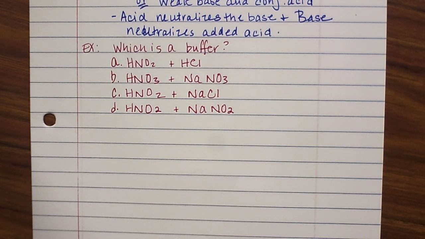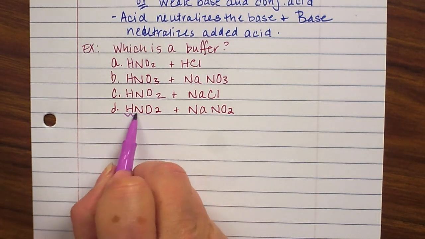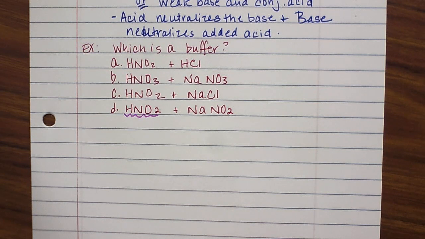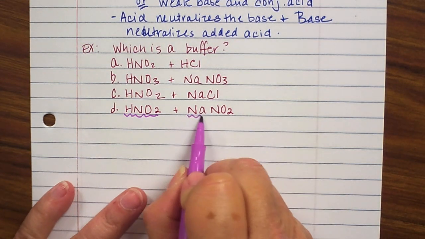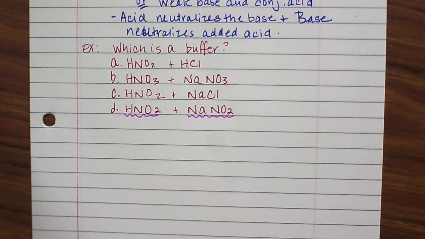Okay. Well, I very much value answer 2. However, HNO3 is a strong acid and buffers are weak. So the answer is number 4, D. This is a weak acid, HNO2, and there is its salt, right? So there is its conjugate base. Okay?